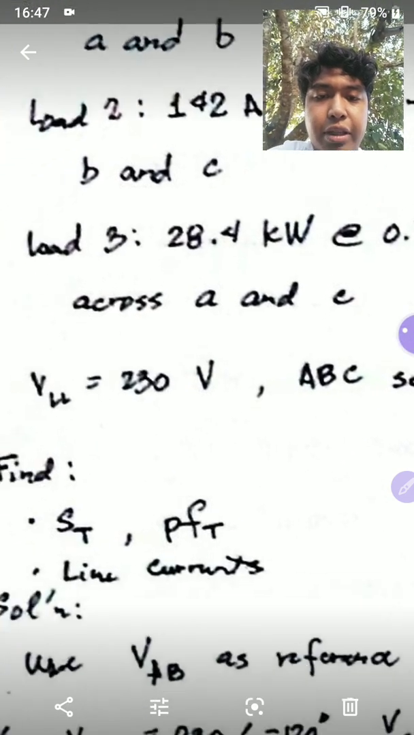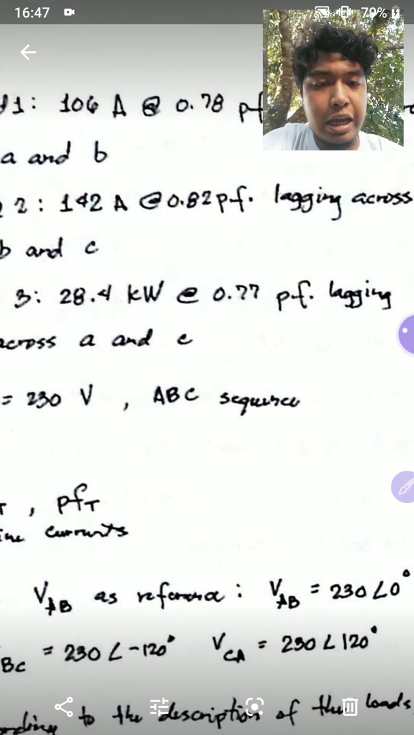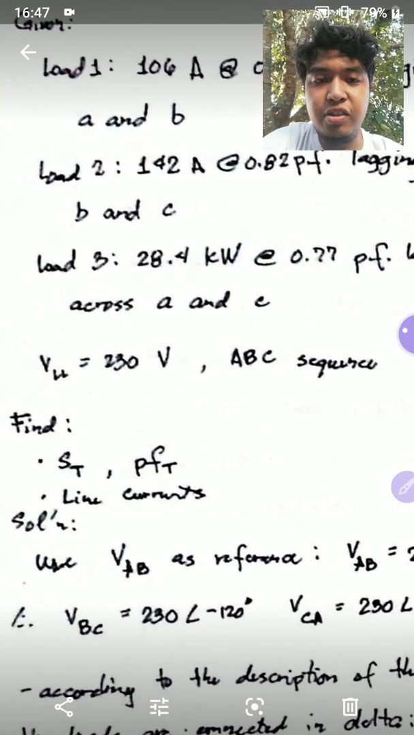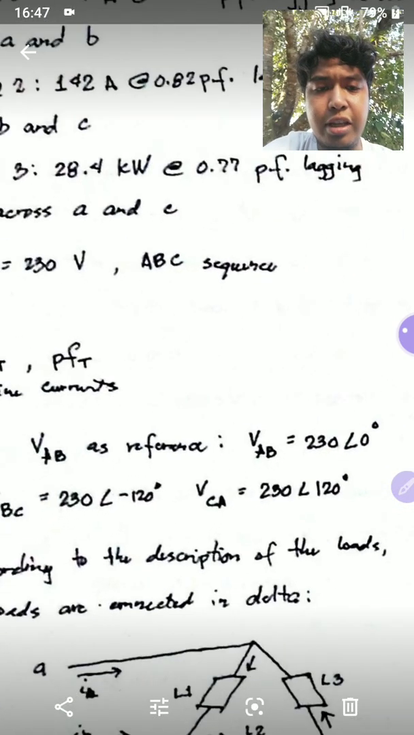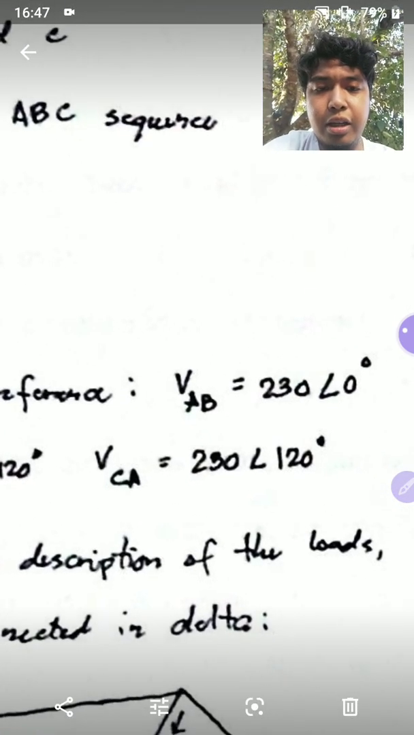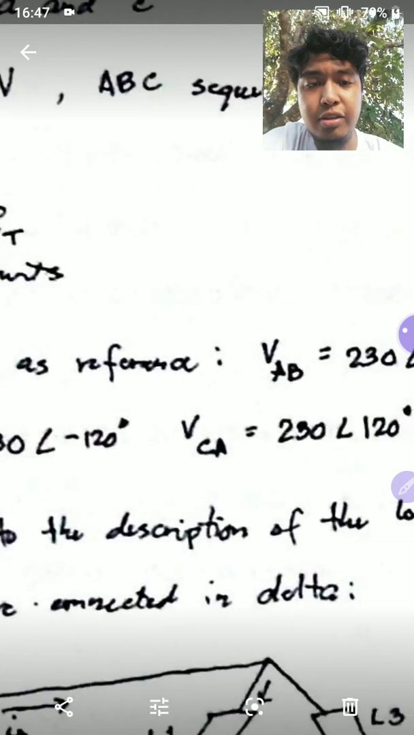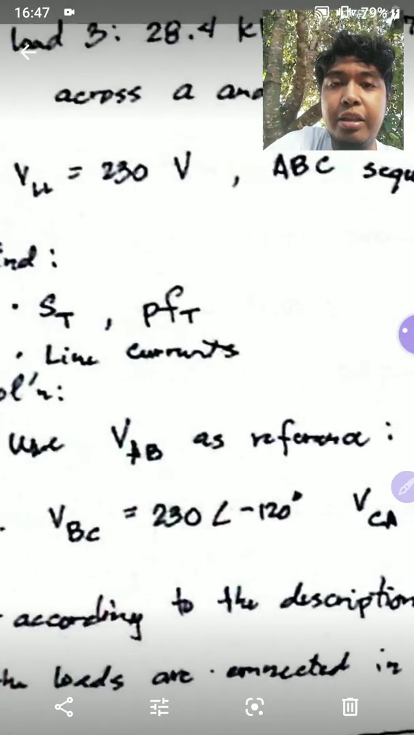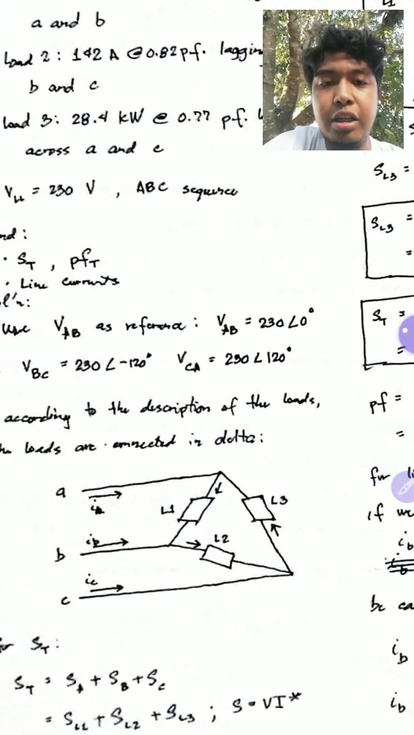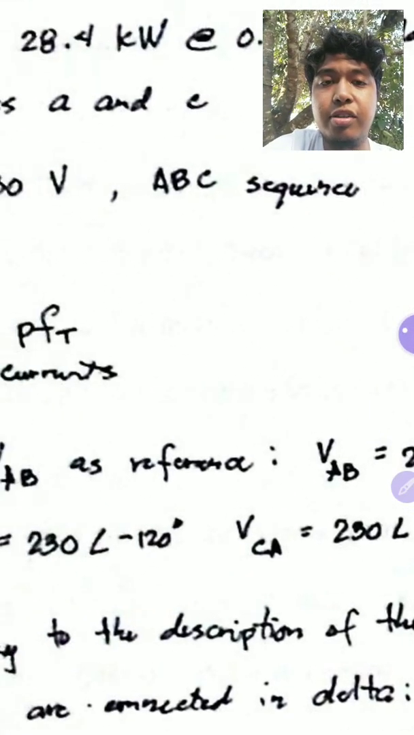So you have the line-to-line voltage 230 volts with the system being in ABC sequence. I think for this example, since it is not given, we'll be using the voltage at AB as reference. That means your voltage at AB will be 230 for the line-to-line voltage, since it will be our reference. Okay.